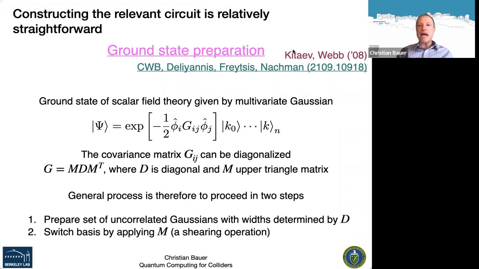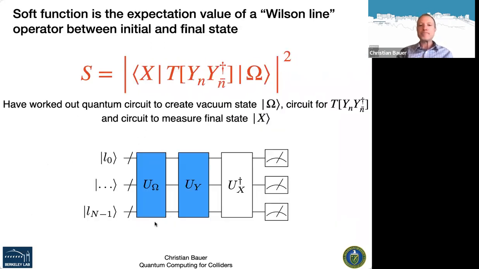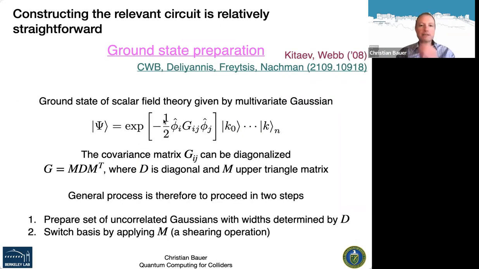And Kitaev and Webb have worked out an algorithm, or have given sort of a paper version of an algorithm, that can do this operation with polynomial resources. And in a recent paper a few months ago, we worked this out in much more detail and wrote down the actual quantum circuits required for this. It's a slightly involved algorithm, but it is true, it is a polynomial algorithm, and you can do this relatively efficiently, again, on a quantum computer.